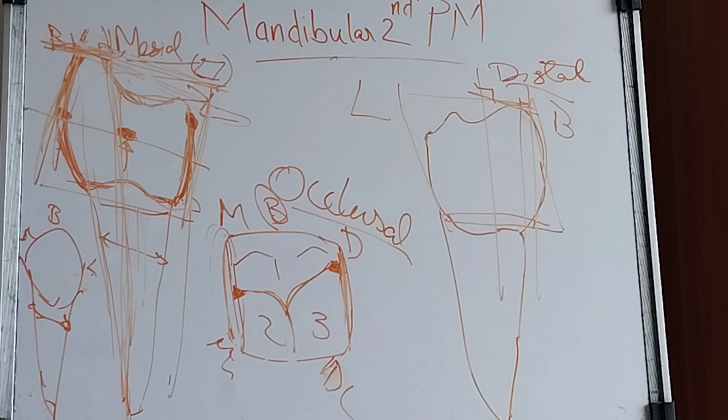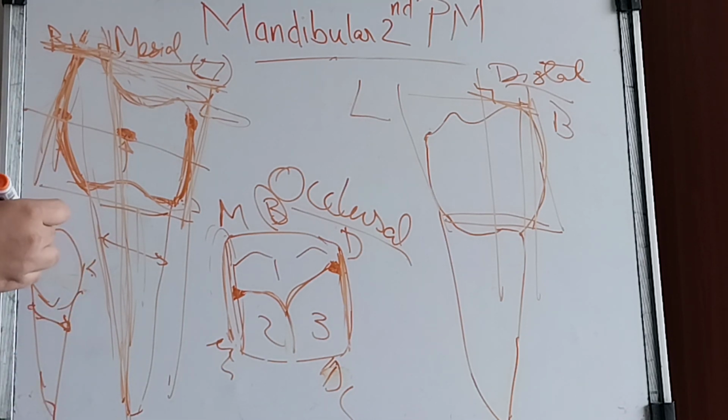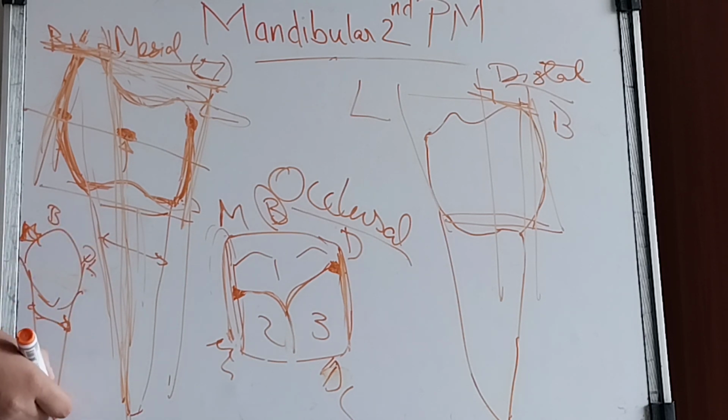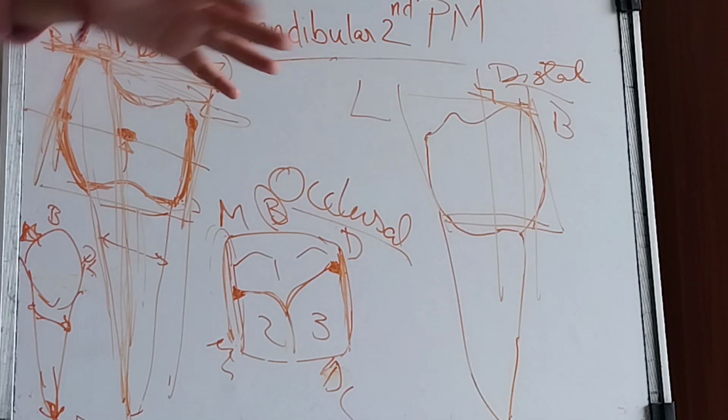And the apex is more blunt. As for curvature, the root may be slightly curved, and the apex may be directed distally. That is, you can see from the buccal aspect, if this is mesial and this is distal, then the root's apex is tilted towards the distal aspect. So this was some information about the permanent mandibular second premolar.